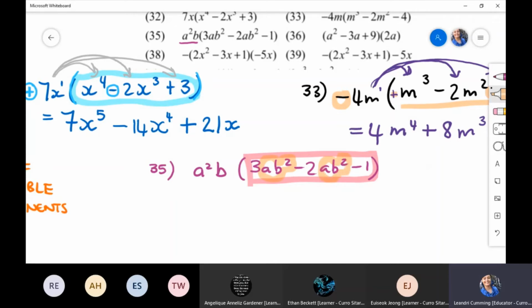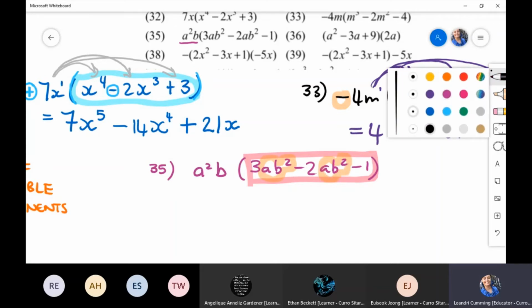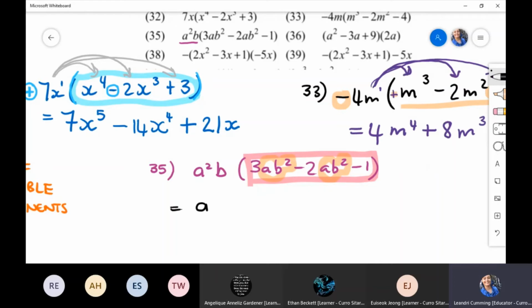is creating like terms. So let's just first simplify the bracket because we are allowed to make life a little bit simpler, and we keep that a squared b in front of our bracket. 3ab squared minus 2ab squared is simply a positive 3 minus 2. Okay, we are not multiplying. We are just working on the number line here. Very important to see the difference. So 3ab squared minus 2 of these ab squared gives me 1ab squared.